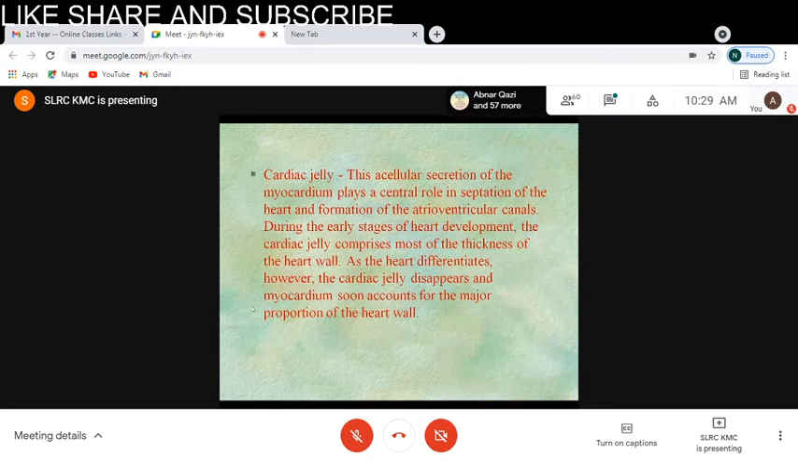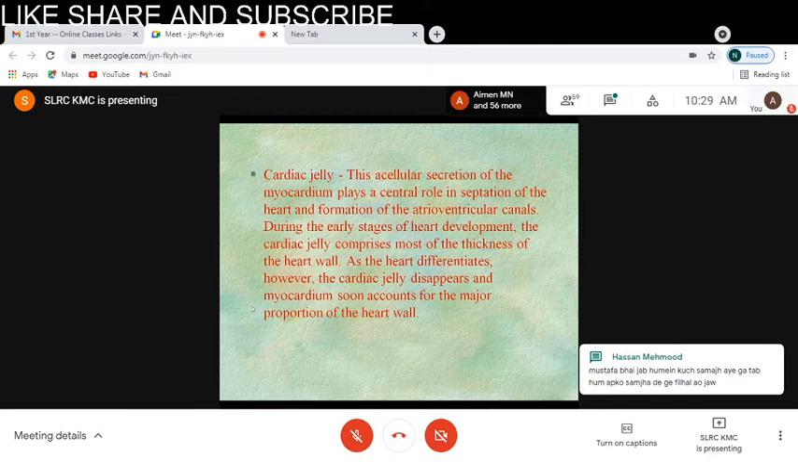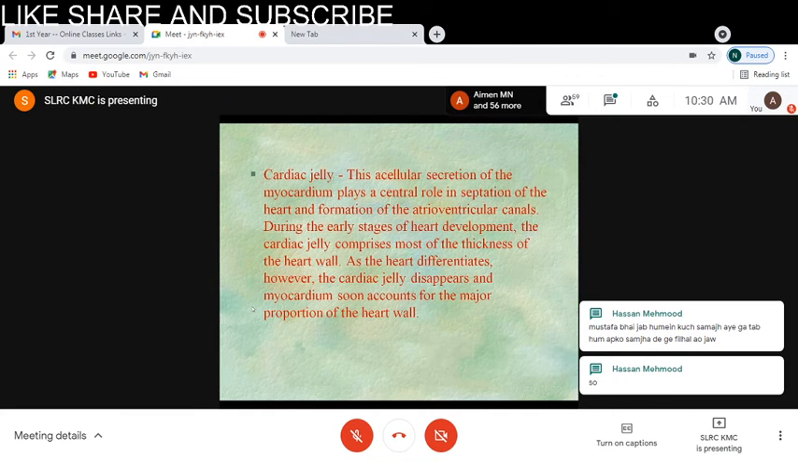The cardiac jelly, now a little bit about this. The cardiac jelly is an acellular secretion of the myocardium, and it plays a central role in the septation of the heart. That is the division of the heart tube into different chambers. During the early stages of development, the cardiac jelly comprises most of the thickness of the heart wall. As the heart differentiates, the cardiac jelly disappears, and myocardium soon accounts for the major proportion of the heart wall.